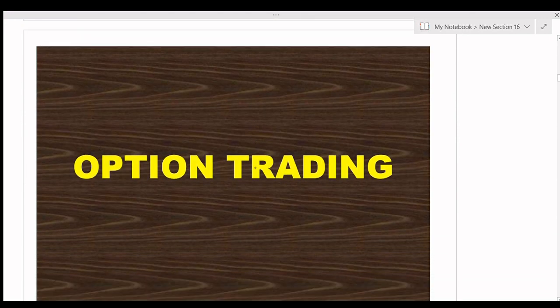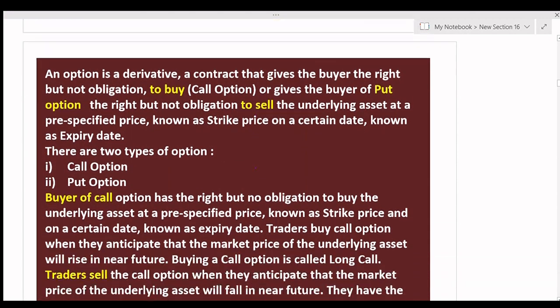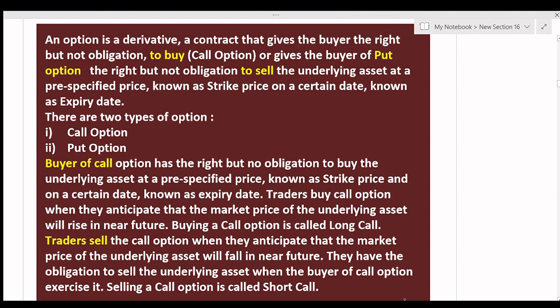Next comes option trading. An option is a derivative, a contract that gives the buyer the right but not the obligation to buy, that is a call option, or gives the buyer, in a put option, the right but not the obligation to sell the underlying asset at a pre-specified price known as strike price on a certain date known as expiry date.